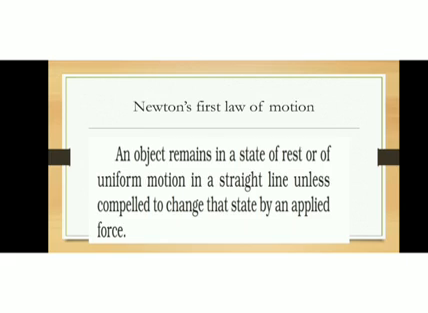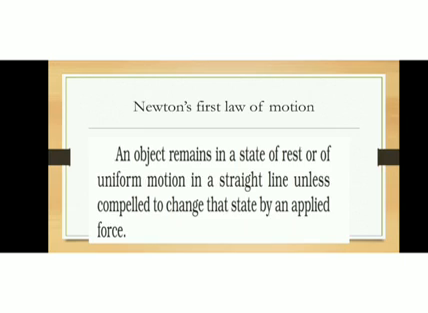So an object, if it is in a state of rest initially, it will continue to remain in that state of rest unless a force is applied on it. So suppose an object is moving with uniform velocity in a straight line. So that object always likes to move in that straight line with the same velocity unless a force is applied.